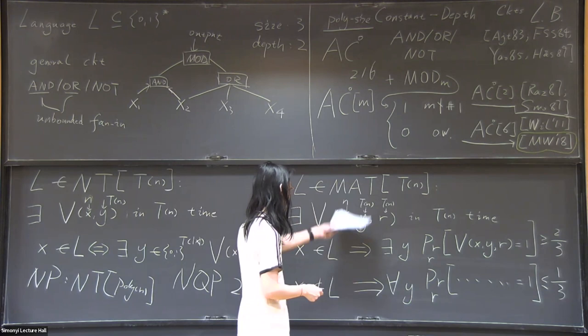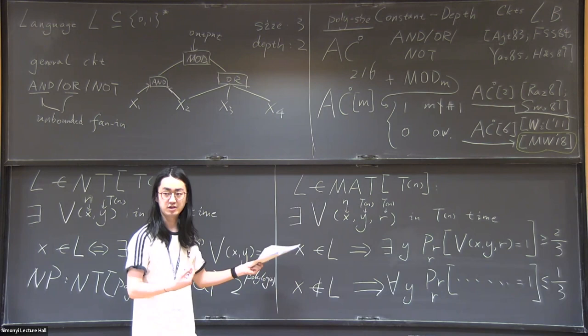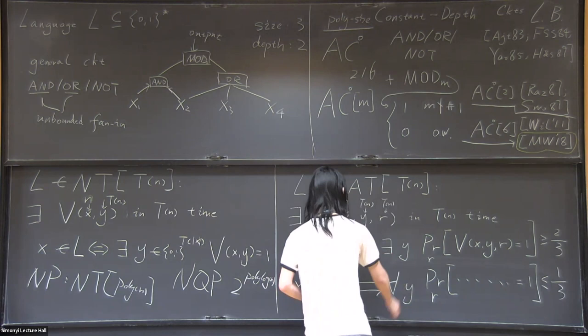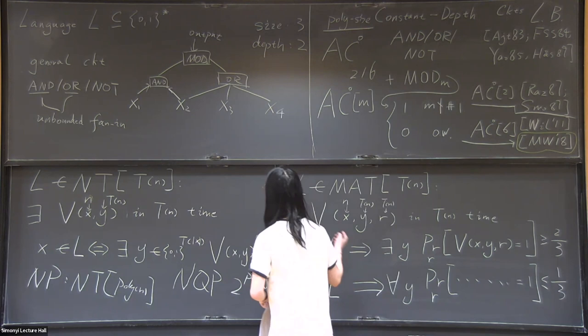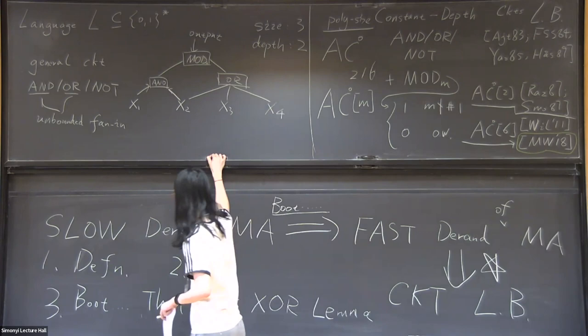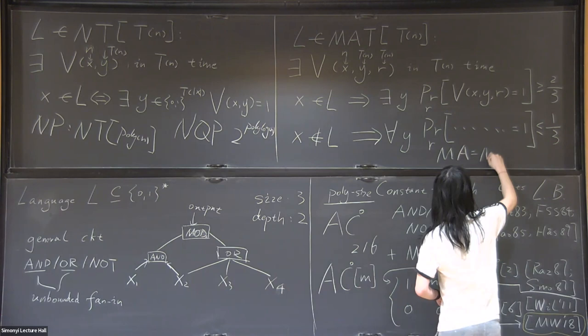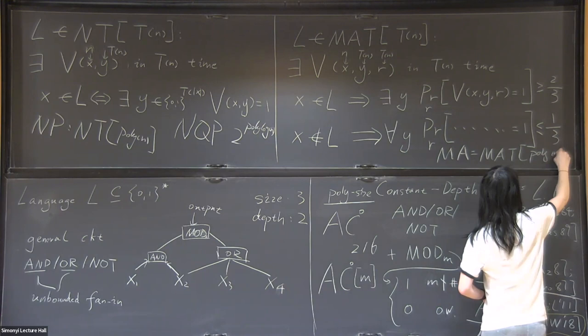It's going to be quite important. If you haven't seen this before, it's just a randomized version of NP where you accept a correct proof with high probability, and no proof can make you accept when x is not in the language. If you take the time to be polynomial, you get the class MA. Yes, absolutely.